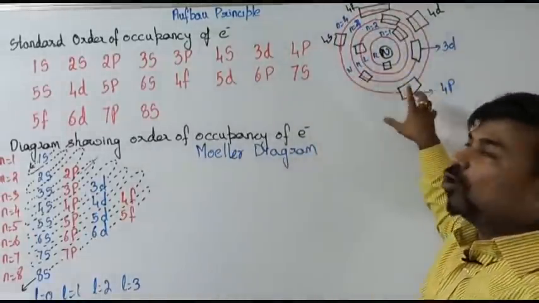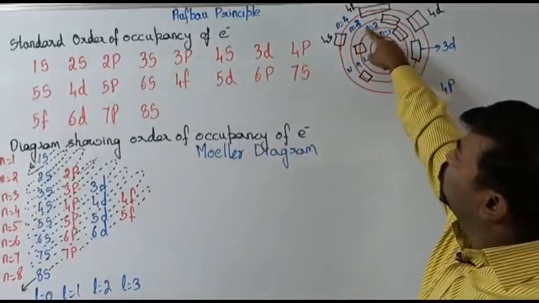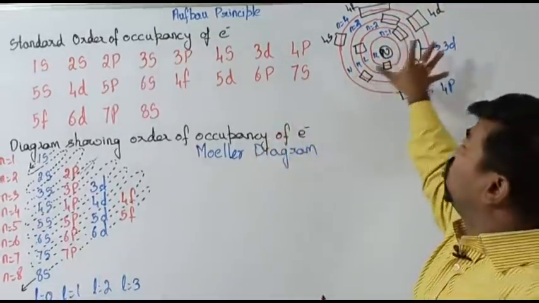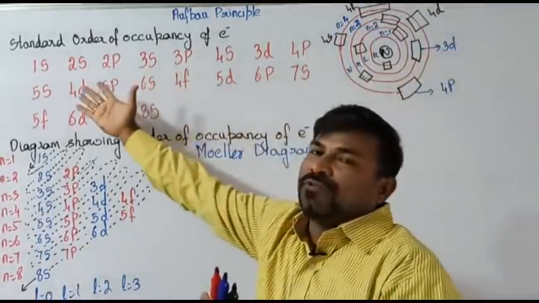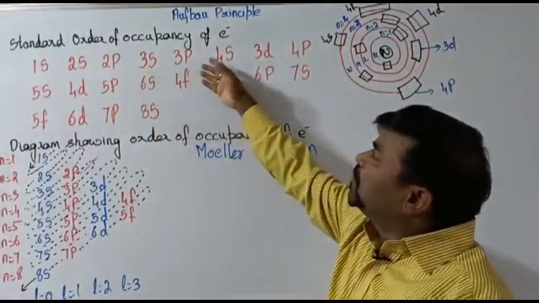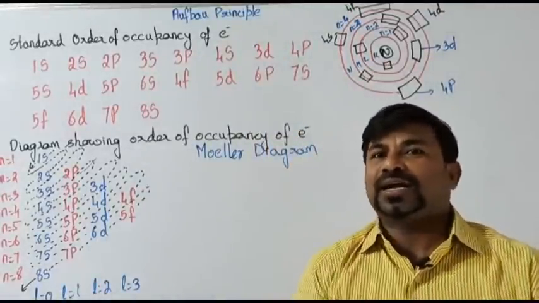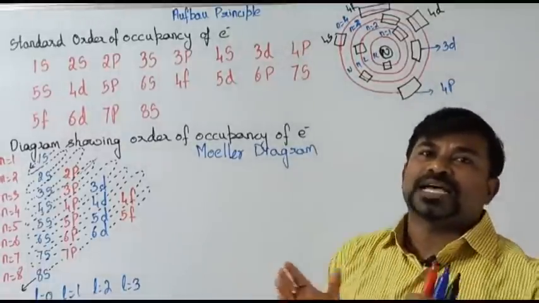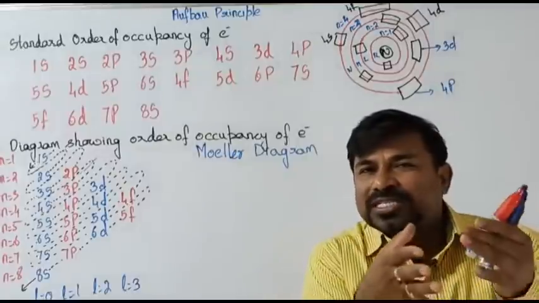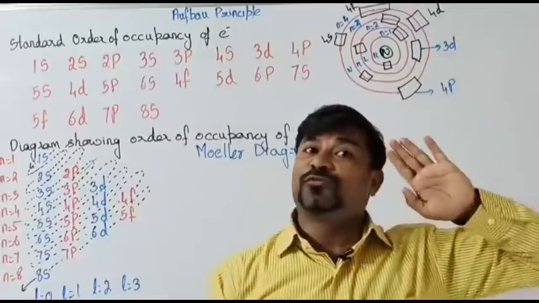So we have different orbits K, L, M, N, where N is equal to 1, 2, 3, 4, and we have S, P, D, F. So what are all the orbitals we have? We have arranged them here: 1s, 2s, 2p, 3s, 3p. But how are they getting filled? To help you understand better, a diagram called the Muller diagram has been introduced by the scientist Muller.